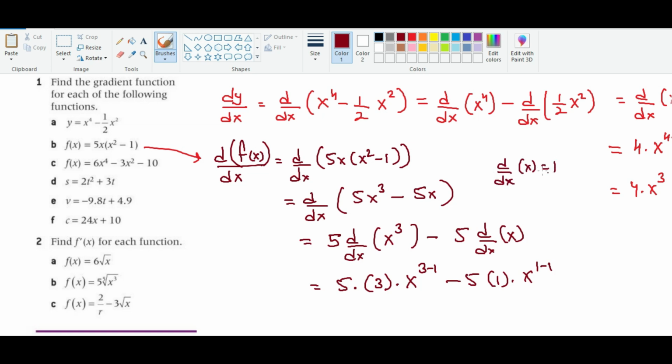This is the thing you need to remember. So 15 x square negative 5. That's the answer for this. Now let's move to this one, c, d, f.